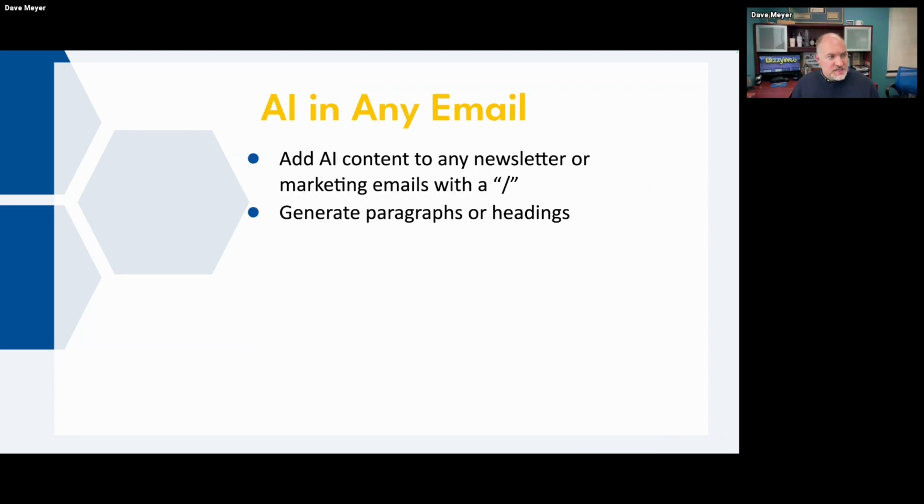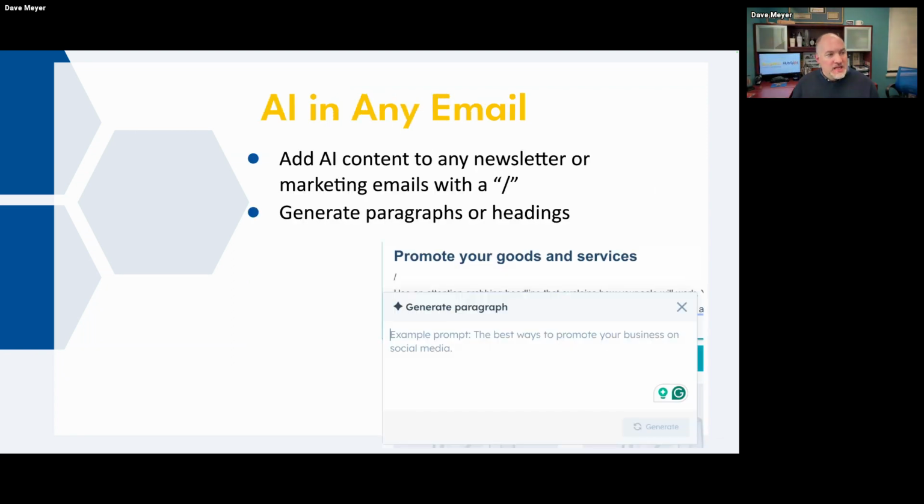Another way to do this is also to go into any newsletter or marketing emails that you're generating or working on, and simply add that magical slash. When you get the slash, you're going to be prompted with the AI icon, and you'll be able to ask it or tell it what you want it to do. So I'm going to demo both of those things quick.